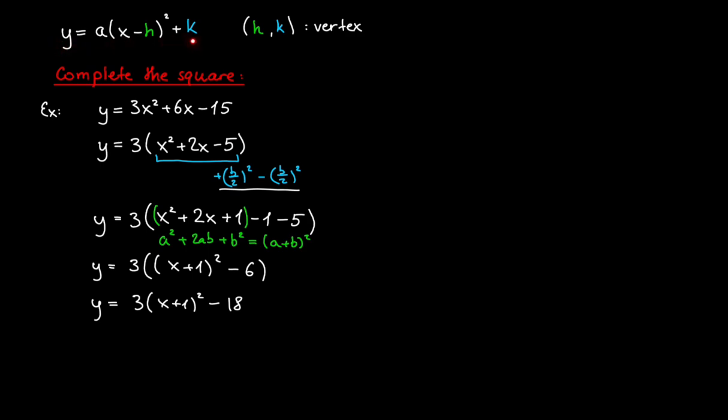And here we have arrived at the same format as the vertex form. So that means the value of our h in this example is going to be negative 1, because in the vertex form it's x minus h, and the value of k here is going to be negative 18, because in the vertex form it is originally plus k.